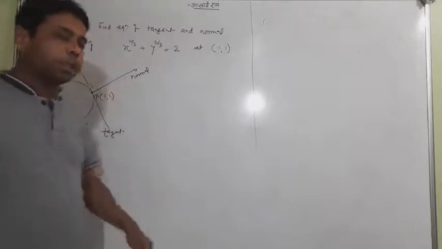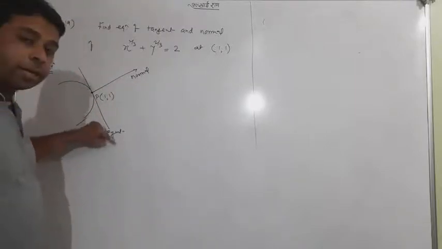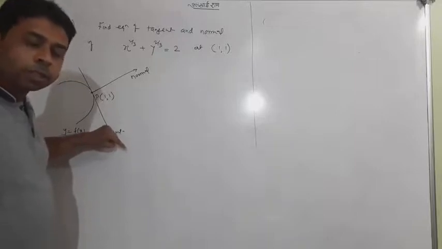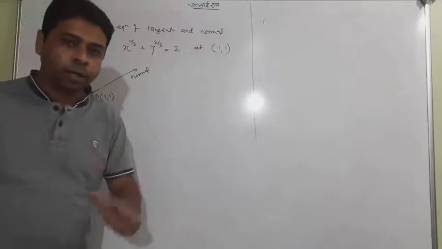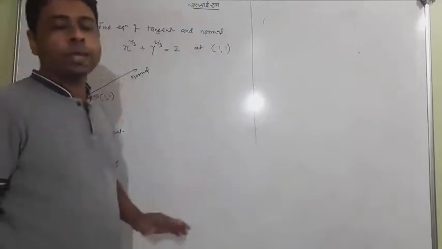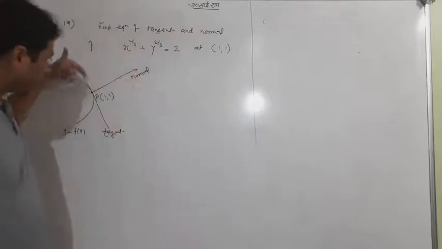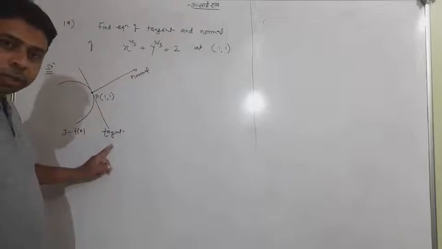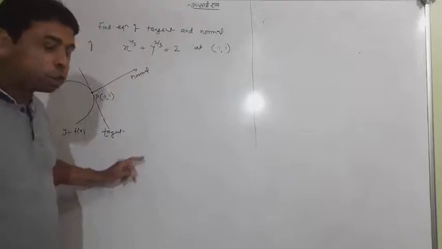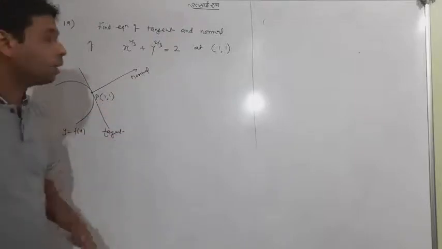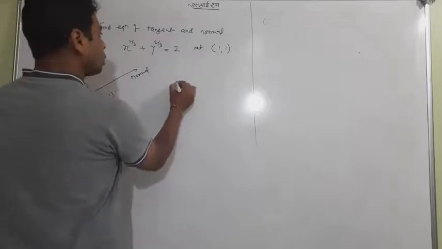So look, student, first I will find the equation of the tangent, and you know the equation of a tangent means the equation of a line. For that we need two things: the point through which it is passing, which is (1, 1), and the slope of the tangent, or slope of the line. And the slope of the line can be found very easily. How? Look at the solution.